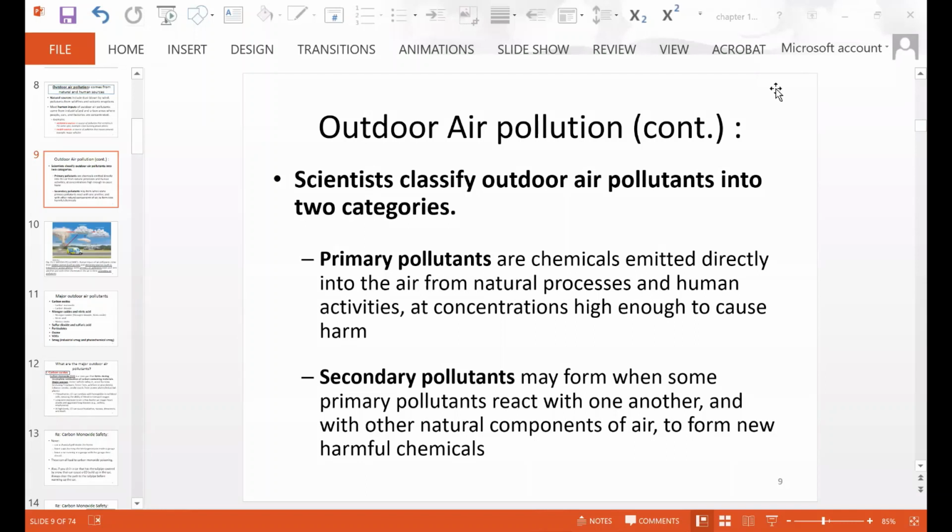And then we have a different way of classifying outdoor air pollutants into two categories: primary pollutants and secondary pollutants. Primary pollutants are chemicals emitted directly into the air from sources, and secondary pollutants may form when some primary pollutants react with one another and with other natural components of air, resulting in the formation of new chemicals.